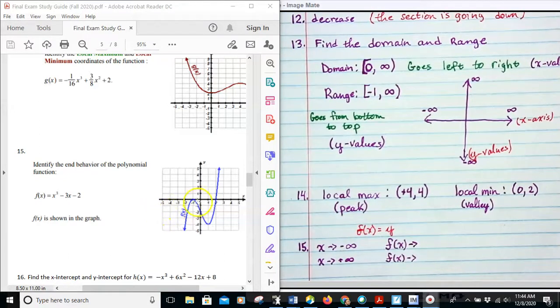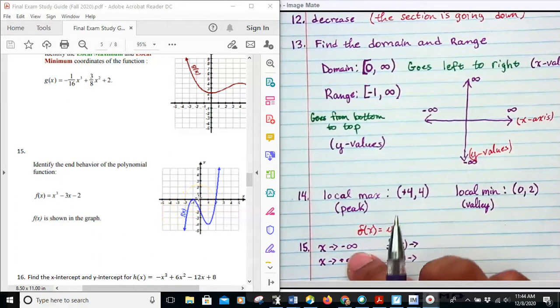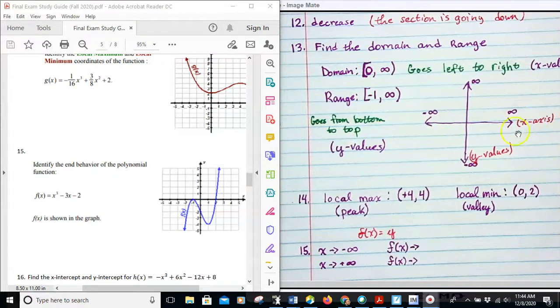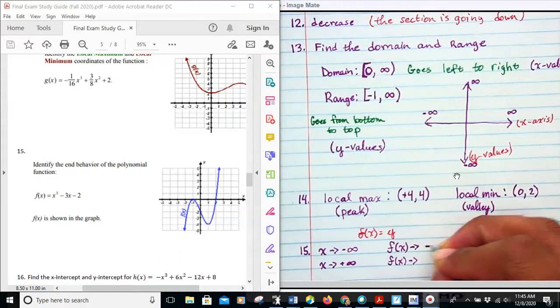All right, so here, as x goes to negative infinity, on this side, you can see that the graph is going down forever and ever. It doesn't go up, it just goes down. So as x is going this way, your y is going this way. So it's going to negative infinity.